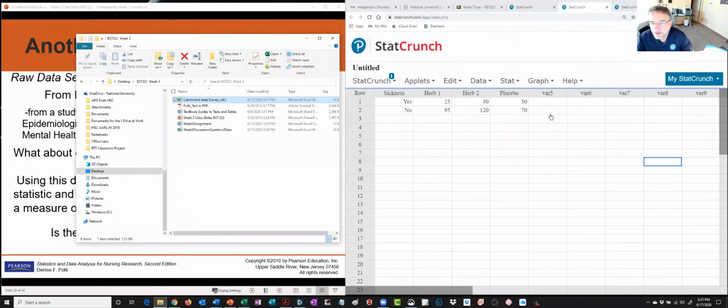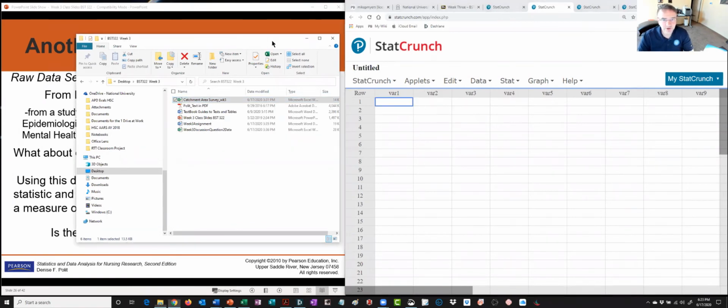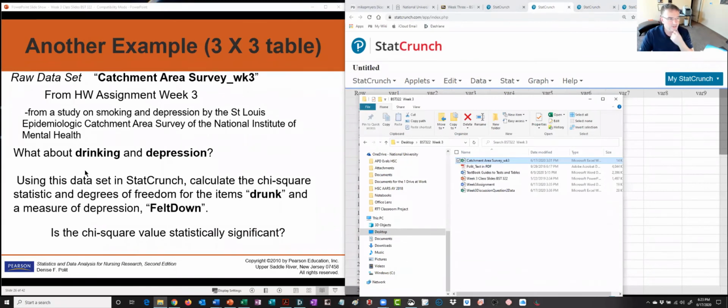And let's see, we've got our group. Let's go back to StatCrunch. And this time, let me move this over. So we're going to look at this study, and we're going to look at drinking and depression. So is there a correlation between drinking and depression? So how many times we got drunk, or how do we describe our drinking, because this one's a category, compared to the category of our depression, or how we felt down.